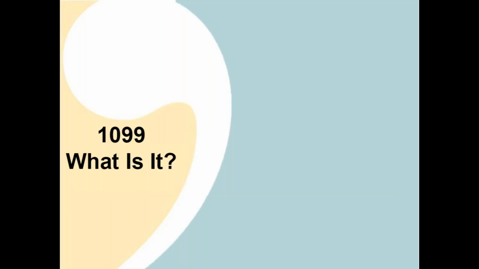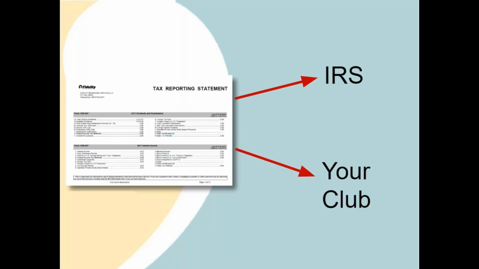Before we get into the specifics of doing this step, let's review what a 1099 is. A 1099 is a form that your financial institution sends to the IRS telling them how much taxable income you have made during the year. They also send a copy to your club.